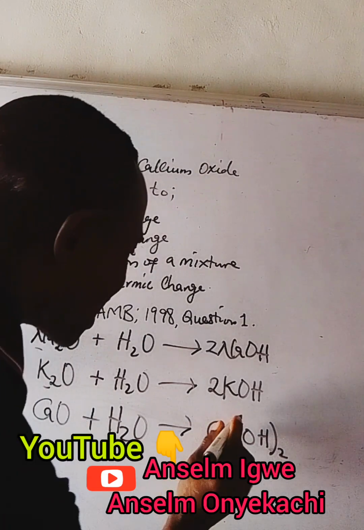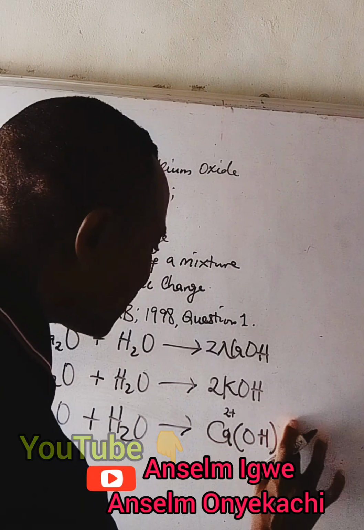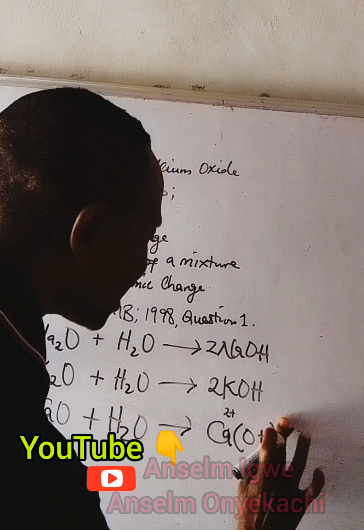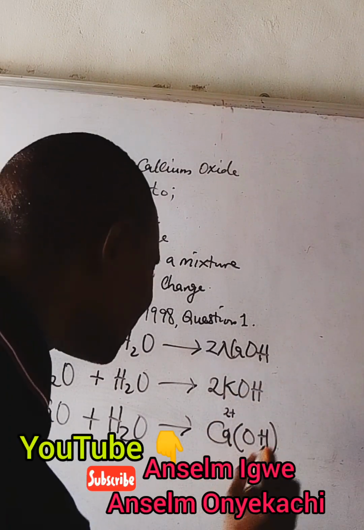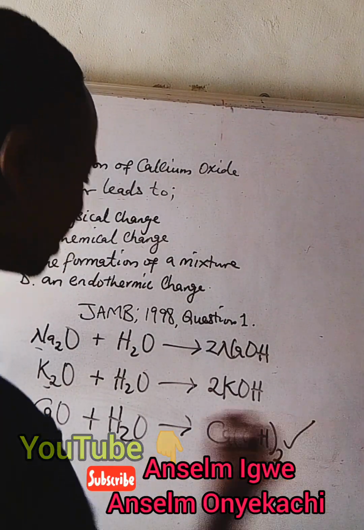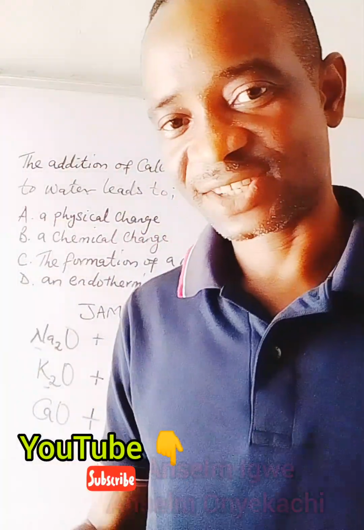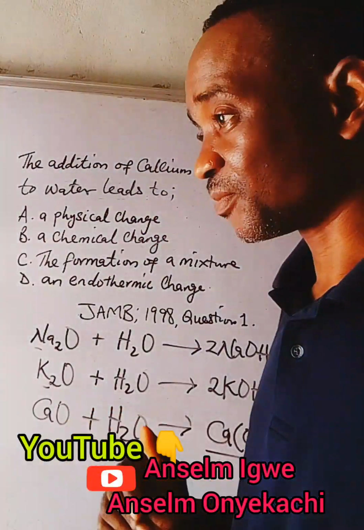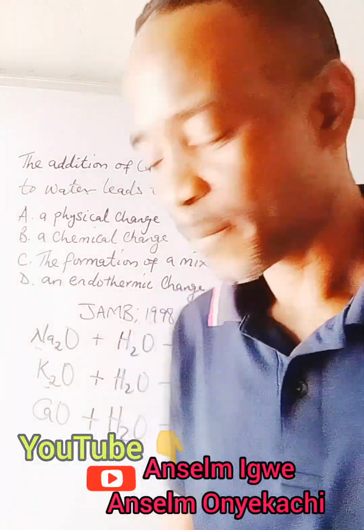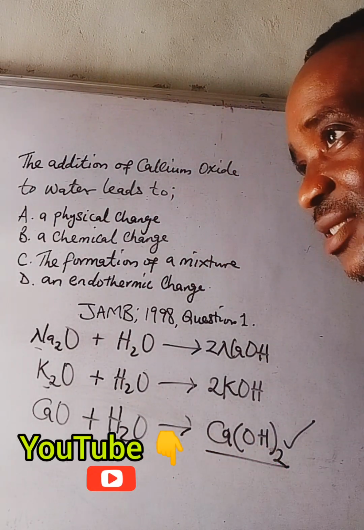Why is there a bracket? Because calcium is in group 2. Hydroxide has 1 minus. So by the exchange of radical, 2 comes to hydroxide. And hydroxide is made up of more than 1 element. That is why there is a bracket here and 2 outside. So this is the new substance formed when calcium oxide is dissolved in water: calcium hydroxide, which is a base.